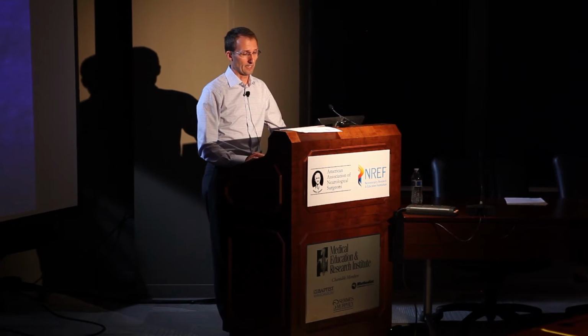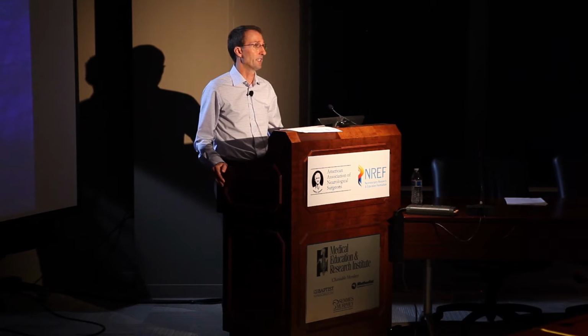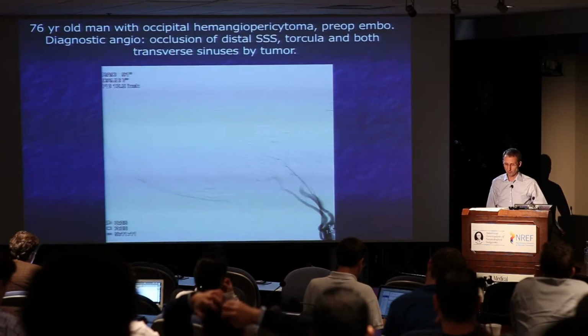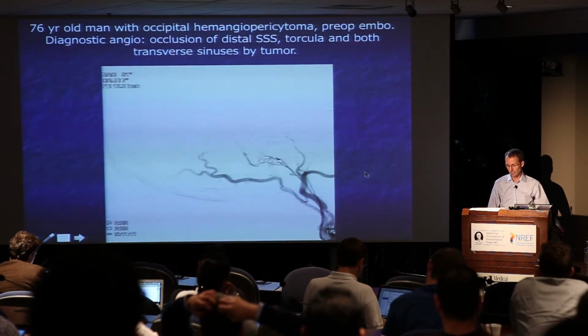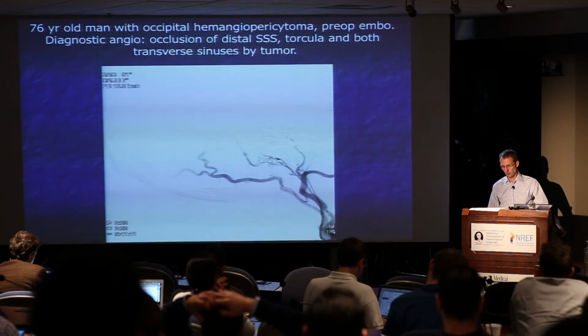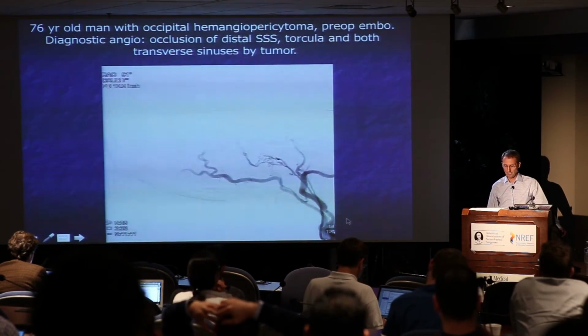And we did a diagnostic angiogram which showed that this thing had occluded the distal superior sagittal sinus, the torcula. Both transverse sinuses were out. We did an embolization, but we also saw, interestingly enough, again, not predicted by the cross-sectional imaging, when we did the ECA run to look at our targets for embolizing the tumor, this is sort of what we found.